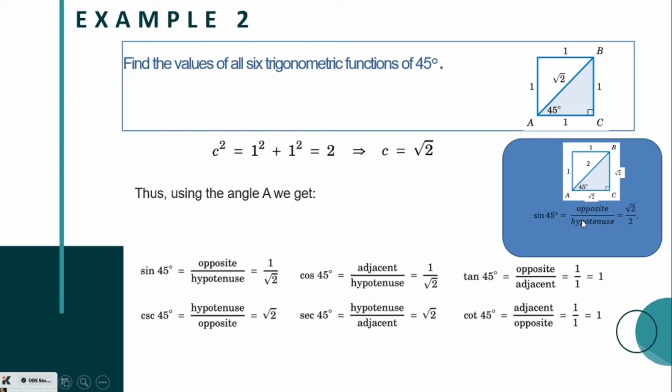And so sine 45 is equal to square root of 2, the opposite, over the hypotenuse, which is 2. And this one here is just equal to 1 over square root of 2, since we multiplied the whole by square root of 2. So that's how you remove the radical sign in your answer.